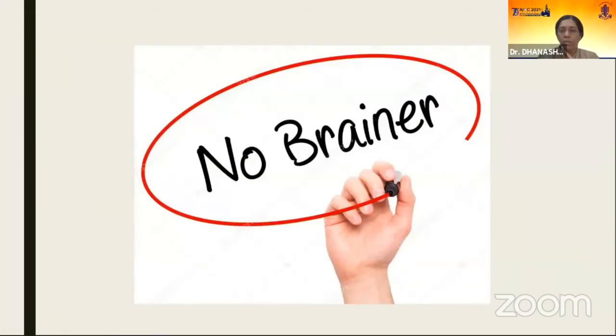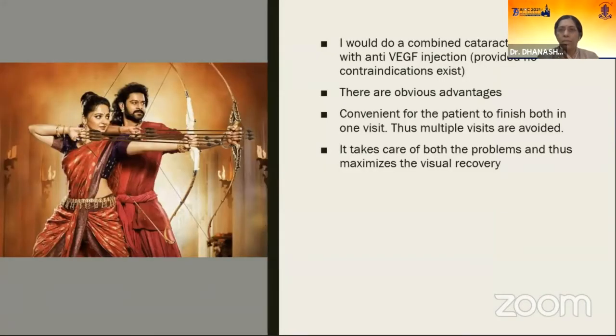For me, it's a no-brainer. I would do a combined cataract surgery with anti-VEGF injection, provided there are no contraindications. There are obvious advantages. It is like shooting multiple arrows like the Bahubali. You are taking care of both conditions at the same time. It is convenient for the patient to finish both in one visit and avoid multiple visits. It takes care of both problems and thus maximizes the visual recovery.